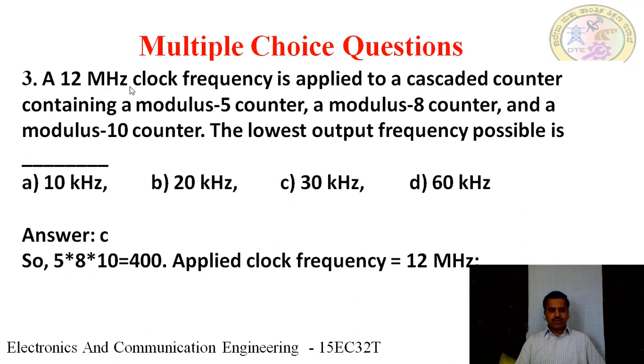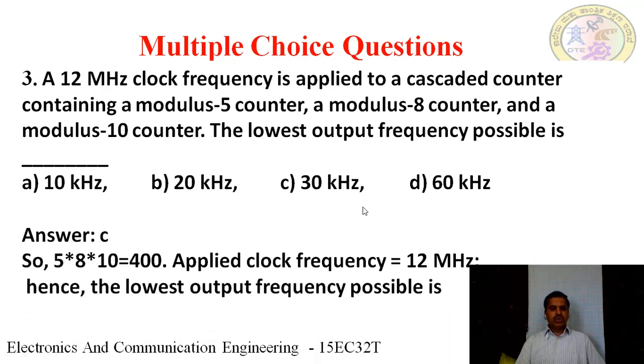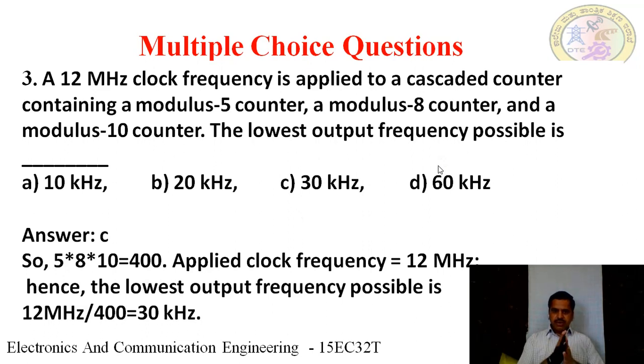The applied clock frequency is equal to 12 megahertz. So 12 megahertz divided by 400 is equal to 30 kilohertz. You have the mod 5, mod 8 and mod 10 counters. At the end of the mod 10 counter, the output frequency will become 30 kilohertz. The input frequency applied is 12 megahertz, which keeps on dividing. It is divided 400 times, and finally you will get 30 kilohertz.